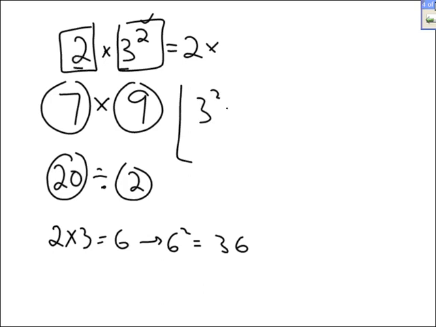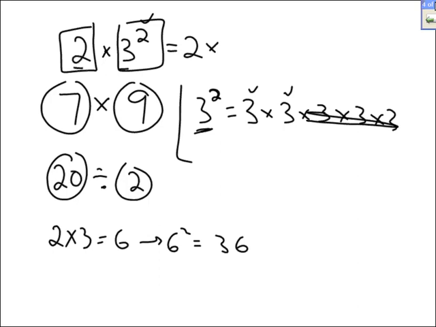3 squared means multiply this number by itself. Don't put anything but 3. Keep multiplying 3 by itself. How many times? Oh, just 2 times. 1, 2. I don't need the rest. You're not multiplying anything by 2. 3 times 3, 9. I didn't multiply anything by 2. I multiplied a number by itself 2 times. So 3 squared is 9. 2 times 9 is 18.